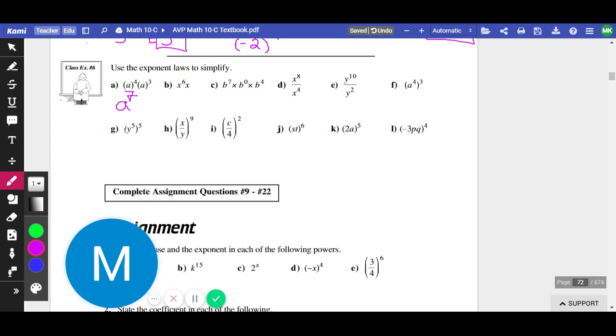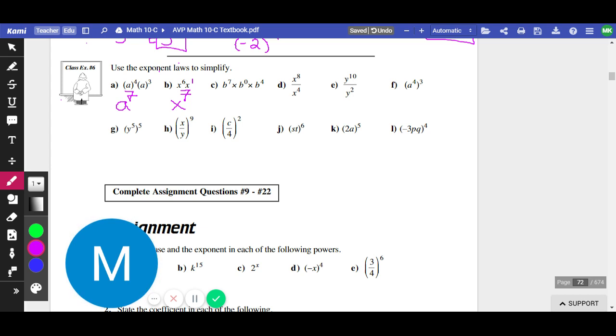B is a tricky one that usually gets people. This is x to the power of 6 times x to the power of 1. Right? No exponent means there's a 1 there. So you add the exponents. 6 plus 1 is x to the power of 7.